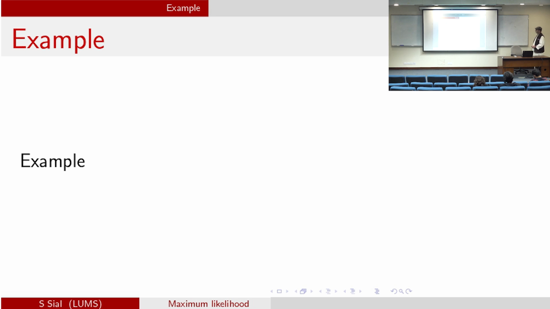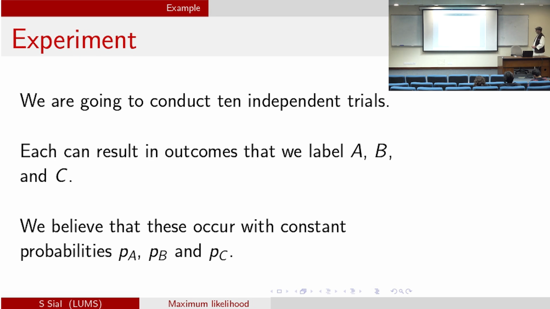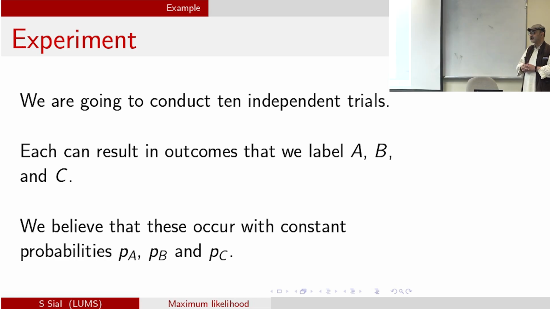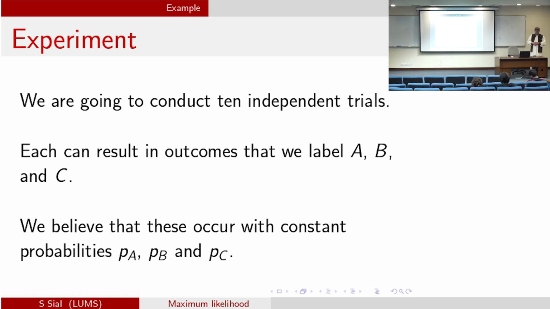All right, next example. All right, so we're conducting an experiment. The experiment will consist of 10 independent trials. Each trial can result in 3 outcomes. Let's call the outcomes A, B, and C. And we believe that A, B, and C occur with constant probabilities, P sub A, P sub B, and P sub C. Right? So now we've got 3 parameters in this problem.